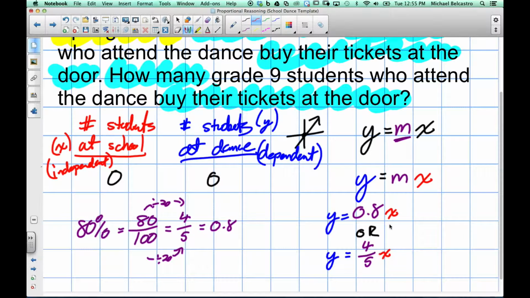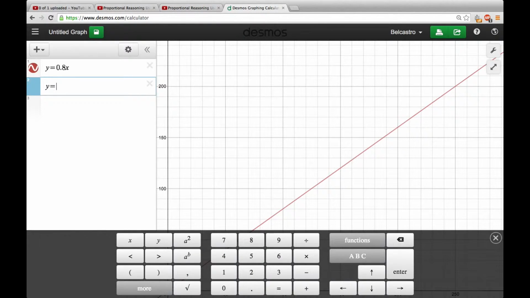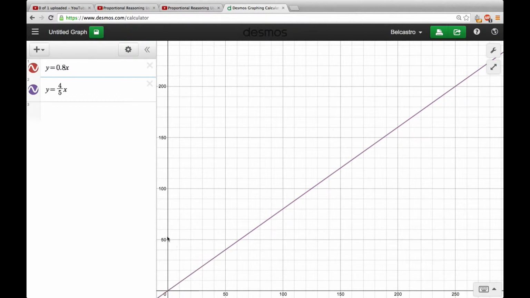Okay, so let's go to our dynamic software and type this in. Get rid of this one to start. y equals 0.8x, and I just want to show you y equals 4 divided by 5 times x gives us the exact same line. You'll see they put a purple line right above where the red line used to be, which is great.